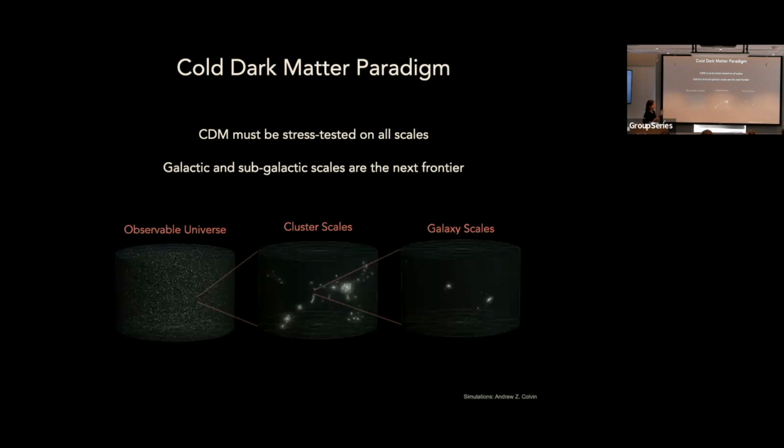There are a lot of confounding factors that come into play when we start zooming in on these scales. In particular, all the baryonic physics starts becoming important, and being able to distinguish effects from the baryonic physics and the dark matter physics is really the tricky part in this game. But that's what we need to be focusing on if we really are going to make sure that CDM holds on all of these scales.